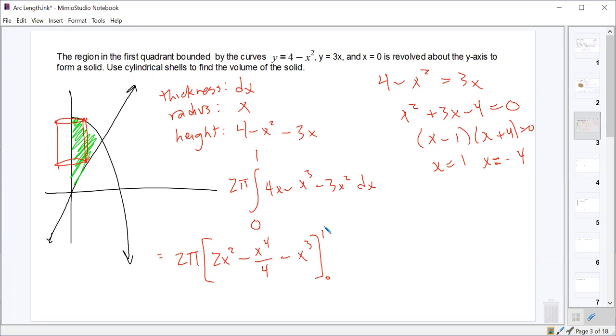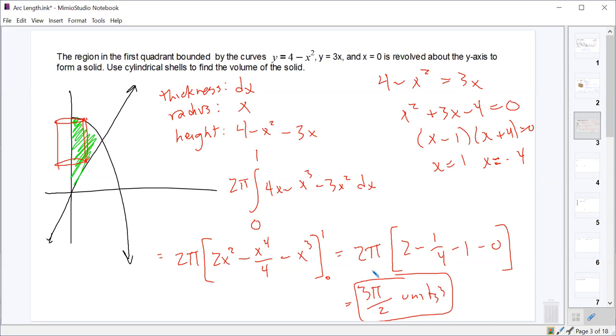Can we integrate to 2x squared minus x to the fourth over 4 minus x cubed from 0 to 1? And we get 2 pi times 2 minus a fourth minus 1 minus 0. And what does that come out to be? Let's see, that's 3 fourths times 2, so that should be 3 halves, 3 pi over 2 units cubed. Good or no? Good. Any questions, any issues there with these cylindrical shells?